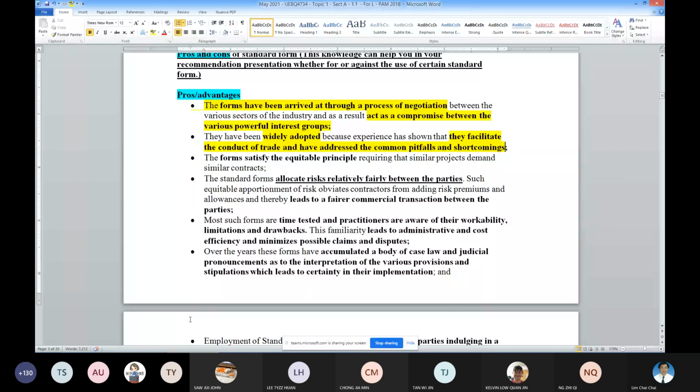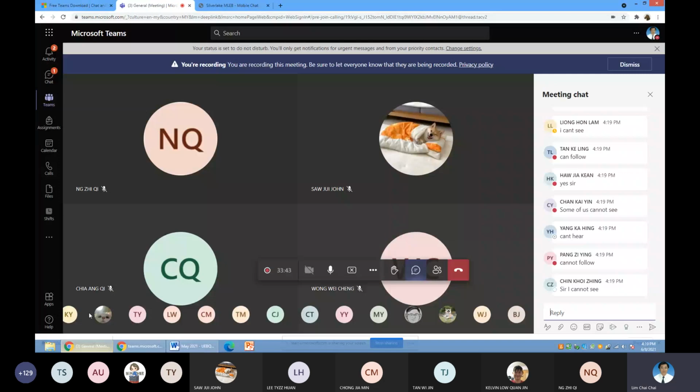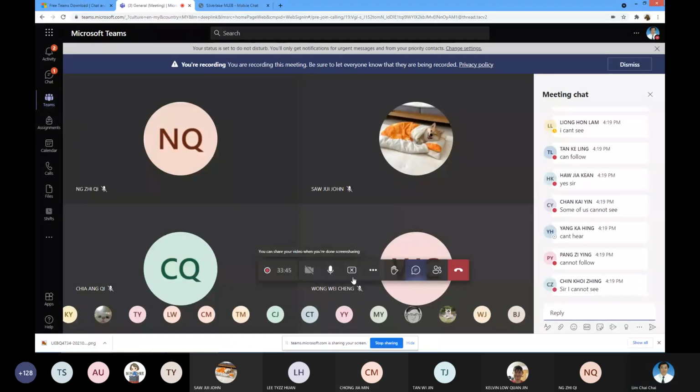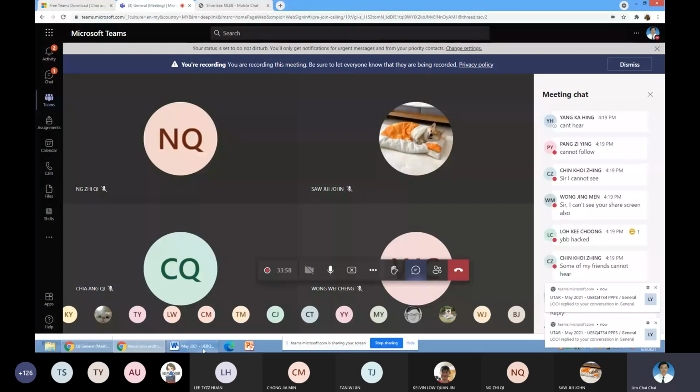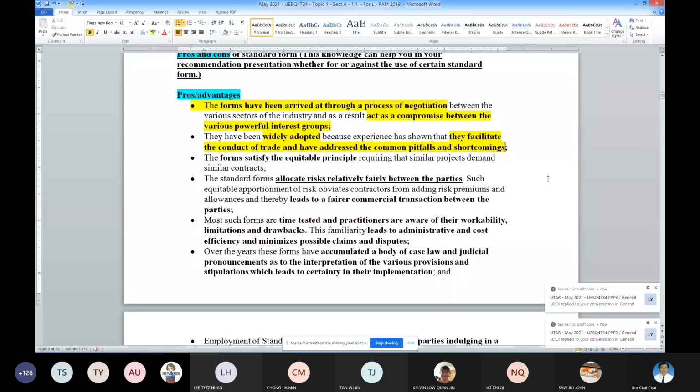Okay. You cannot see. Okay, I'll do the screen share one more time. So can you see now? Can you see now? The screen share?